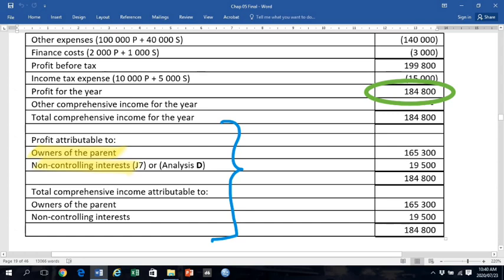If you remember correctly, in Journal 7, we have already calculated the profit attributable to NCI as 19,500, and then you just balance back to what is attributable to the owners of the parent. There isn't any other comprehensive income in this example, so the total comprehensive income attributable to the owners of the parent and NCI is exactly the same amounts.